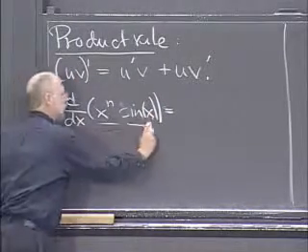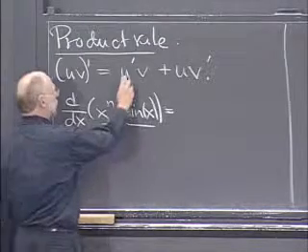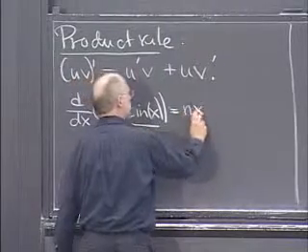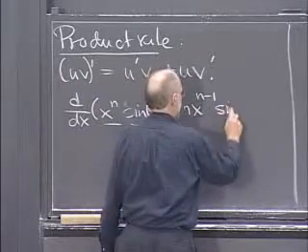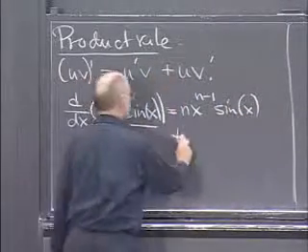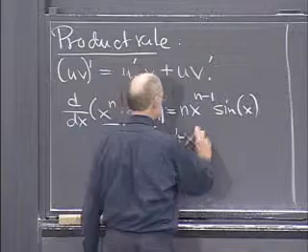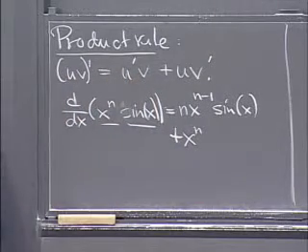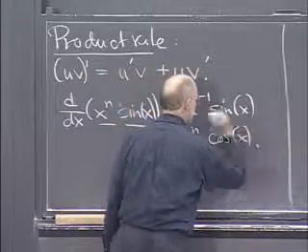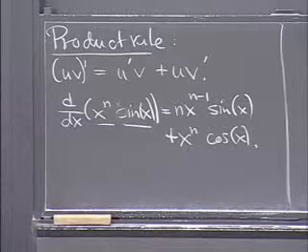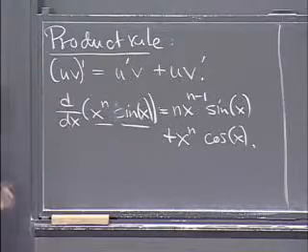So the first function is x to the n, and the second one is sine of x, and we're going to apply this rule. So u is x to the n, u' is, according to the rule, n x to the n minus 1. And then I take v and write it down the way it is, sine of x. And then I do it the other way. I take u the way it is, that's x to the n, and multiply it by the derivative of v, v'. We just saw v' is cosine of x. So that's it. Obviously, you can differentiate longer products of more things, by doing it one at a time.